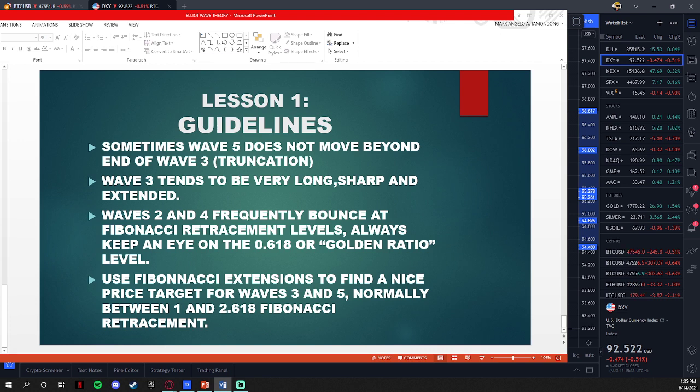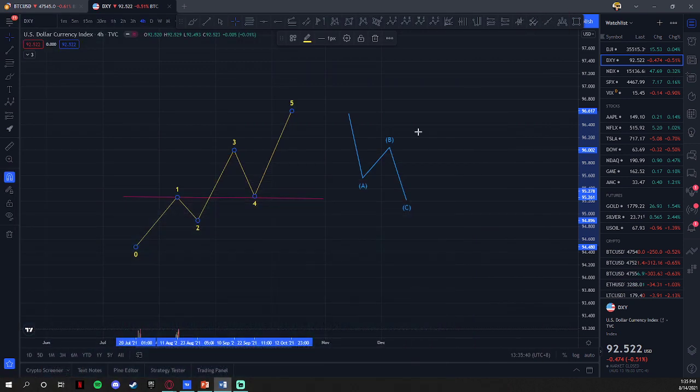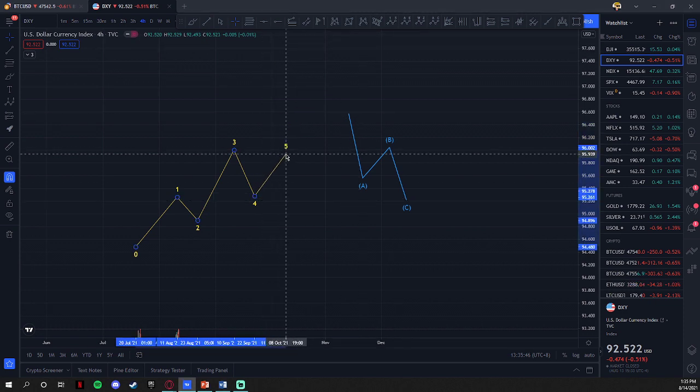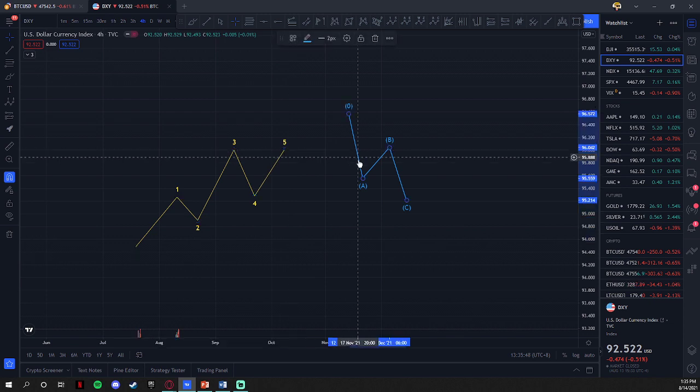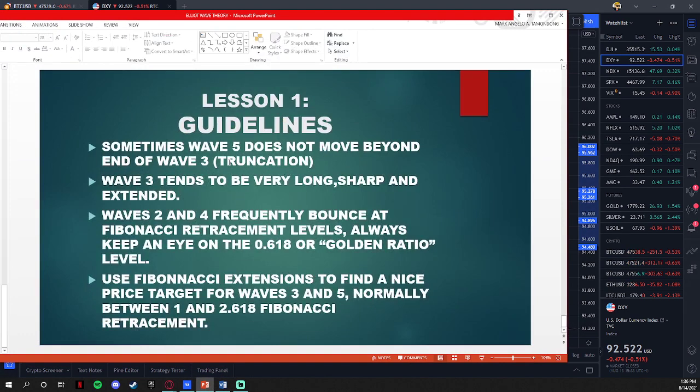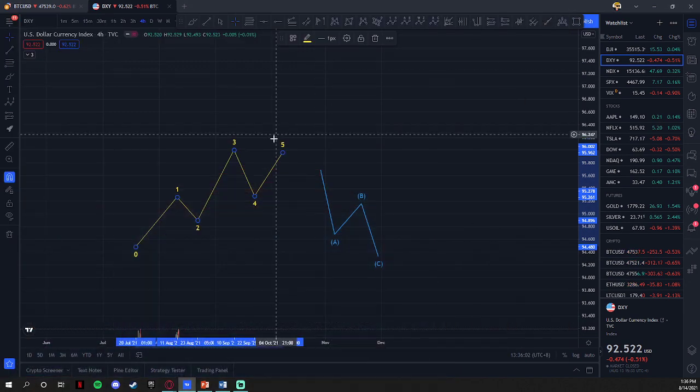Sometimes wave 5 does not move beyond the end of wave 3. This is called a truncation. So let's get this out of the way. Sometimes wave 5 cannot go beyond wave 3. This is wave 3, and wave 5 can move like this, where wave 5 does not go beyond the end of wave 3, and this is called a truncation.